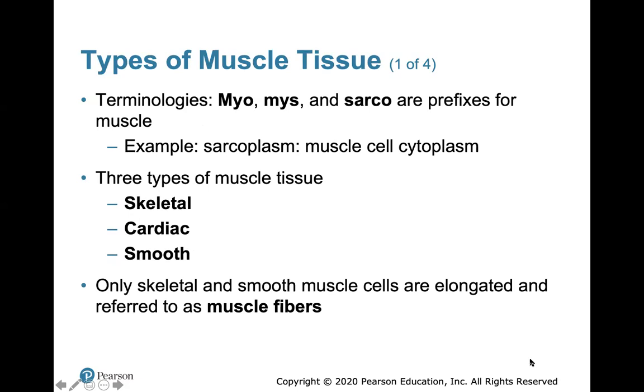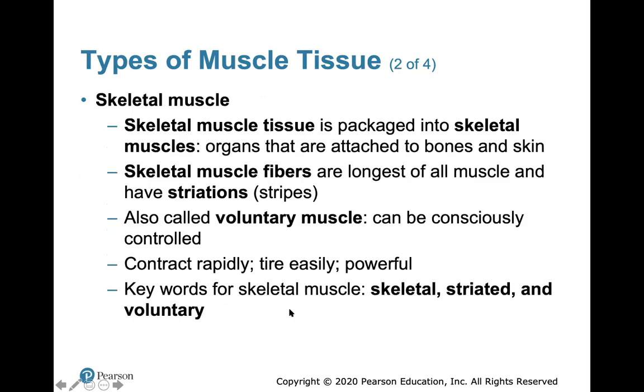So for an example, the sarcoplasm is the muscle cell cytoplasm, so everything within the muscle cell. We'll go through quickly the three types of muscle tissue, and only skeletal and smooth muscle cells are elongated and referred to as muscle fibers. So this is an important thing to note. Whenever the PowerPoints or I use the word muscle fiber, that just means a muscle cell.